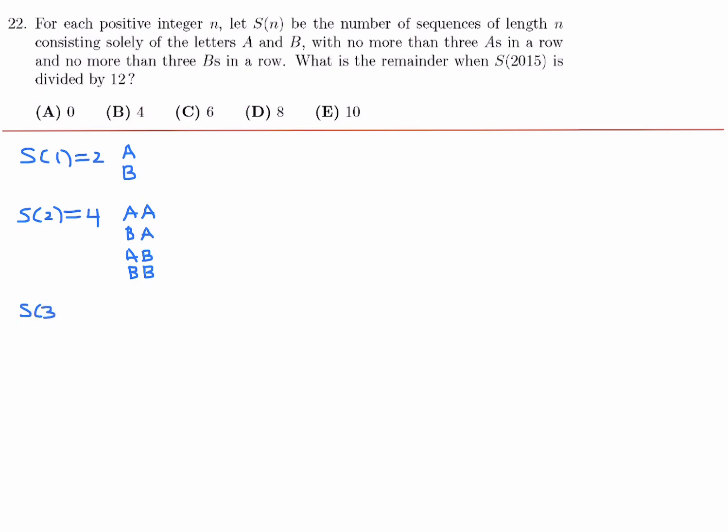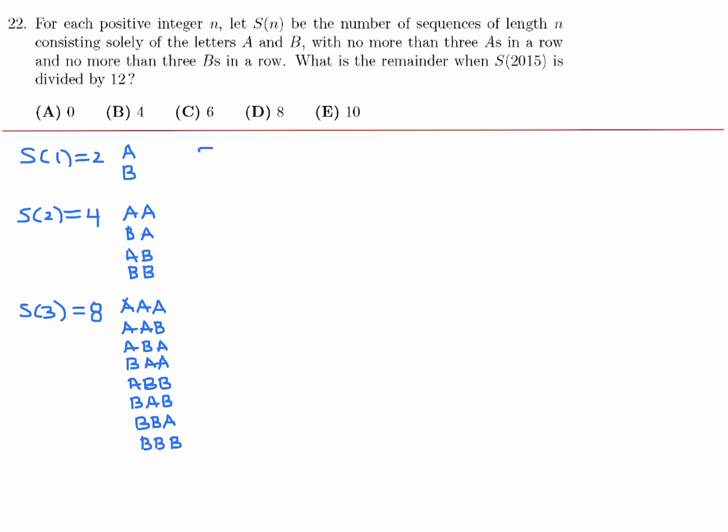S at 3. Okay, I can now have 3 a's like that. I can have 1 b, and there's 3 ways of doing that. I can have 1 a and 2 b's: a b b, b a b, and b b a. Or I can have 3 b's, b b b, like that. So s at 3 is 8.